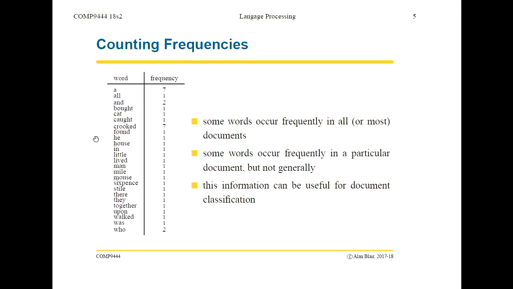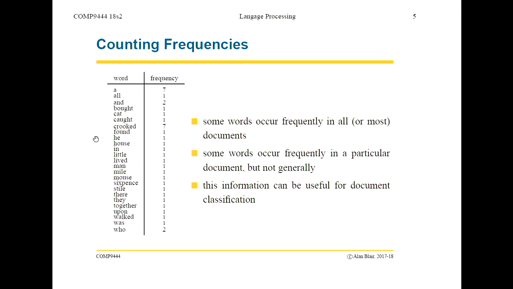Well, we could count how many times each word occurs in that document. So what you notice is, there are some words that occur frequently in all documents. So words like a and occur in a lot of documents. They're just generally very common words. The is also a common word, although it doesn't actually occur in this particular document.